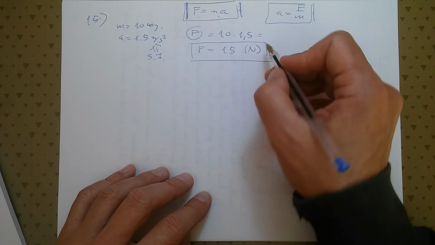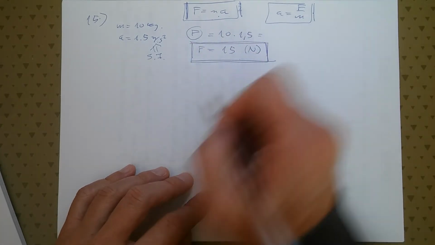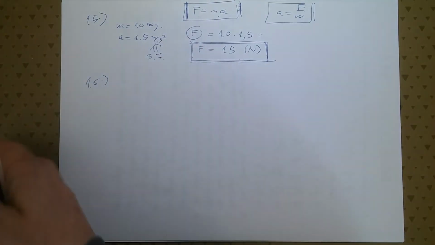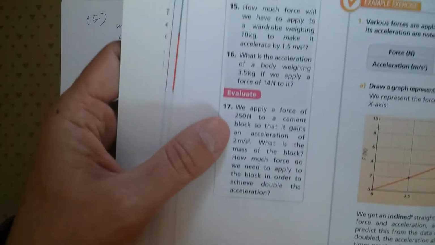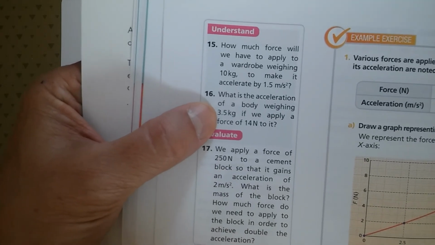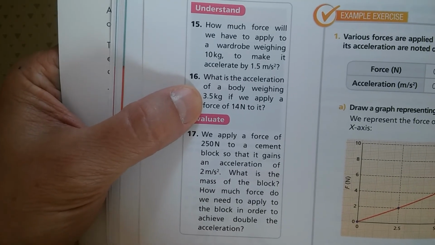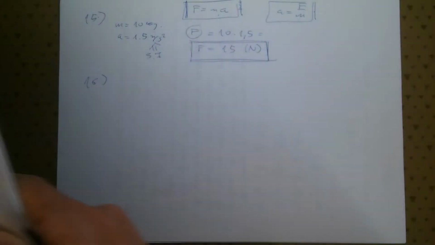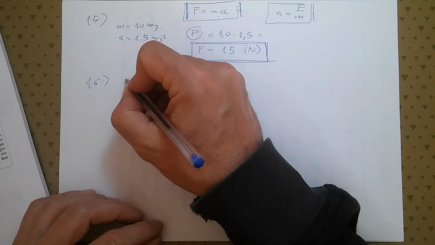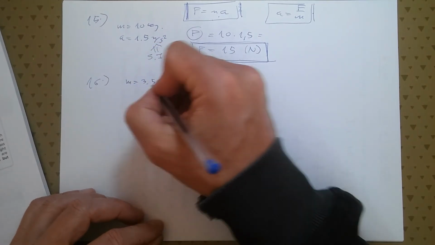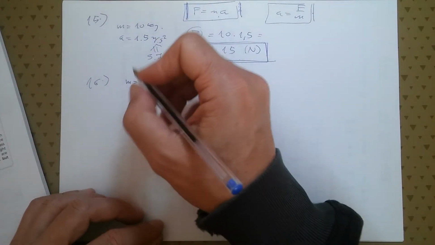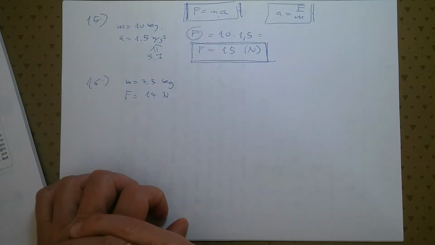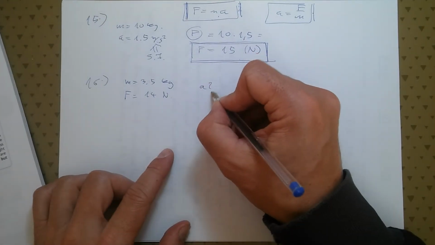So, the force we need to apply is 15 newtons in this case. Let's go to exercise 16. Now, they ask, what is the acceleration of a body weighing 3.5 kilograms if we apply a force of 14 newtons to it? So, now we have that the mass is 3.5 kilograms. And they tell me we apply a force of 14 newtons. And we have to find the acceleration.